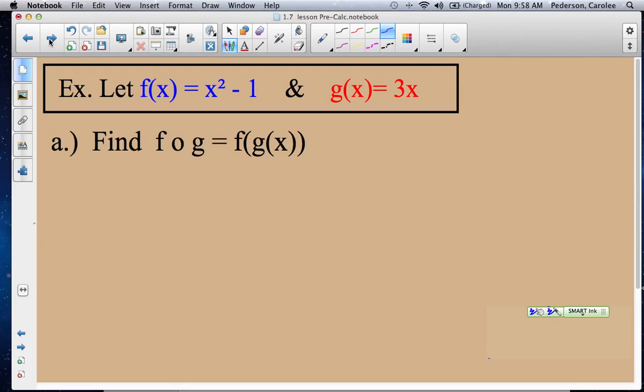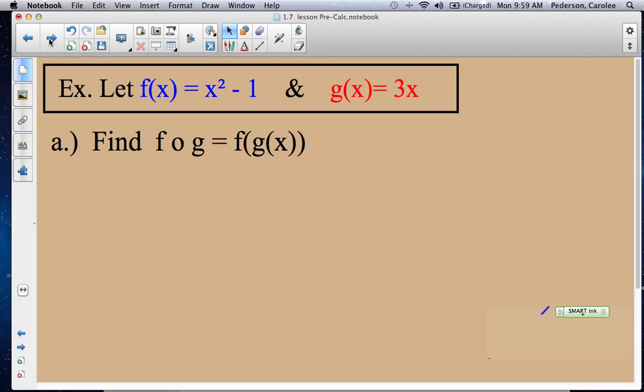So here's two functions, f and g. And we want you to find f circle g. So I rewrite it as f of g of x. We're going to start in the innermost parenthesis first. So we're going to evaluate for x, well that's already done. So now we go to the next, g.